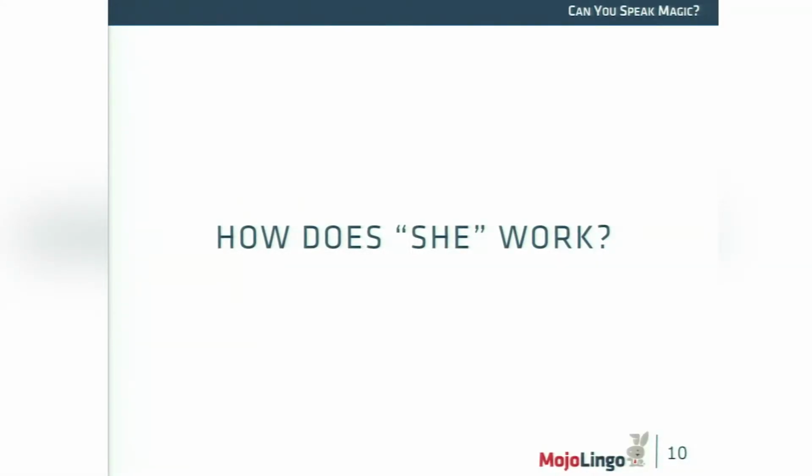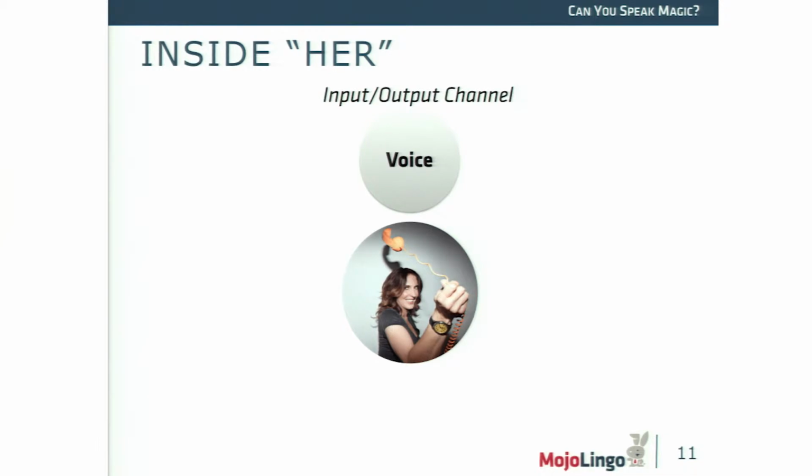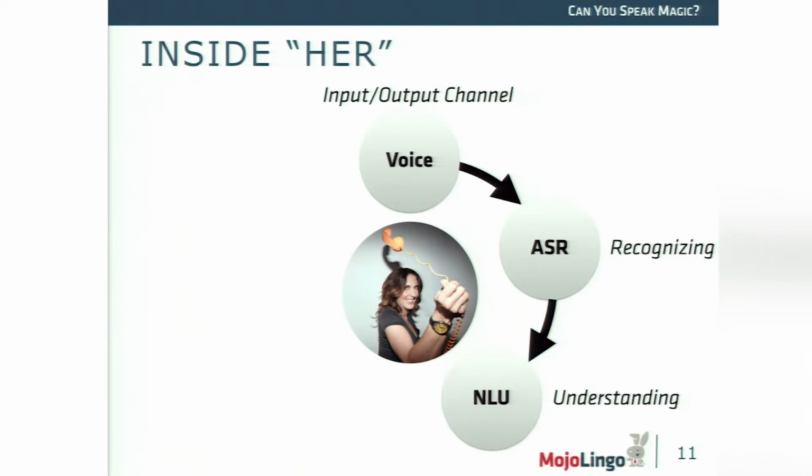How does she work? First, we'll start with the input and output, right? So my questions come in the form of voice. The next phase is to take that voice and to recognize it. So this will be just simply taking the speech and turning it into a text representation that a computer can process. Once we have that text, we'll pass it through some natural language understanding. This is what will actually allow the software to handle the request. It's the intelligence part, it's the understanding.